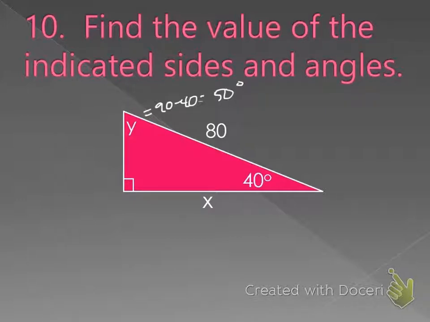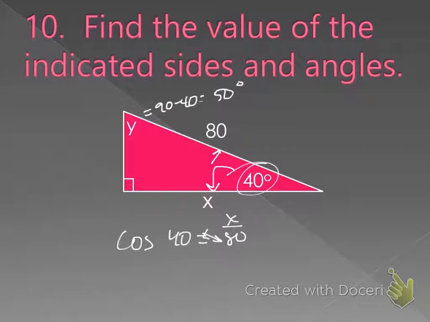Right? So, anyway, we're back to the 40-degree angle. We have the adjacent, and we want the adjacent, and we have the hypotenuse. And so that's going to get us cosine of 40 degrees equals x over 80. Now, here x is up high. If x is up high, then multiply, right? So we get 80 times cosine of 40. And that gets us 61.3. Okay?